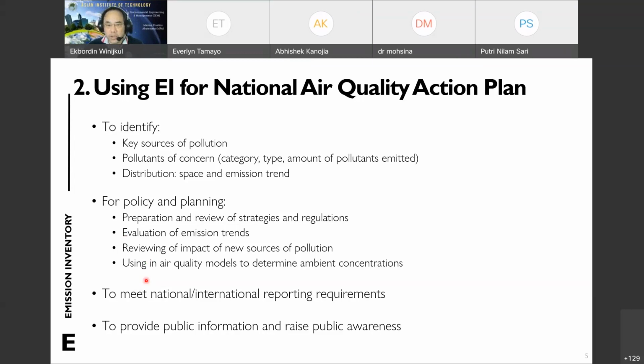We use emission inventory to meet national or international reporting requirements. This one is in particular for some pollutants, for example, greenhouse gases, where we have some international commitment, or, for example, POPs, persistent organic pollutants, that we need to report to the UN, right? And the last one is to provide public information and raise the awareness of the people, which is one of the important uses of the emission inventory. People should know what the major sources of emission are in each country or in each location.